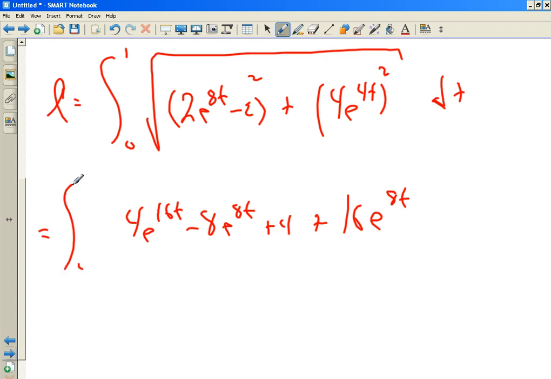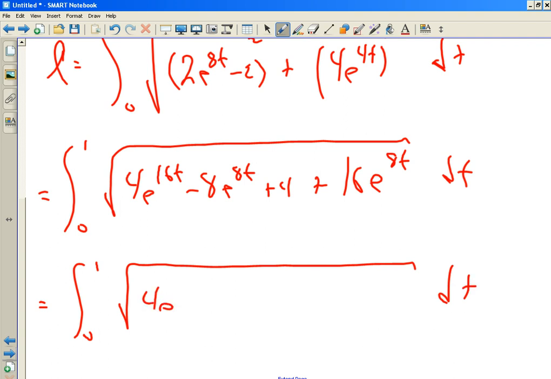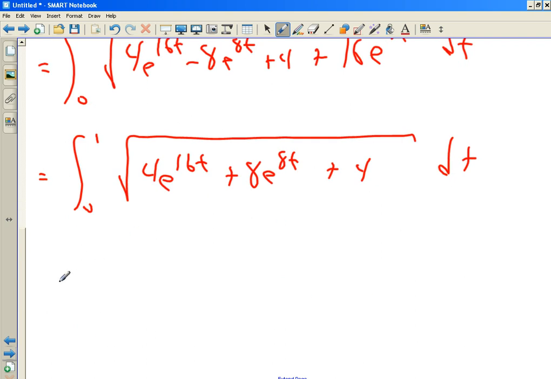Okay, good. So we're integrating from 0 to 1. We're square rooting this mess with respect to t. Okay. Well, is there anything else you can simplify? Combine like terms. Who are they? The negative 8 e to the 8t, and the positive 16? Okay. Let's do that. The square root of, wow, what a mess. 4e to the 16t, what would it be then? Combined? Plus 8, right? And guess what? This is factorable, and in fact, it's a perfect square. So if you factor this, and both factors are the same, what are they?